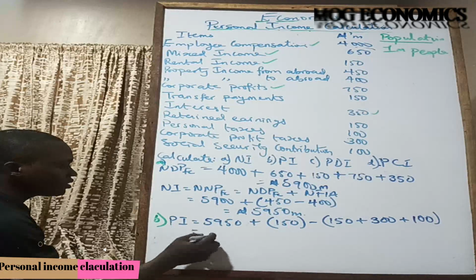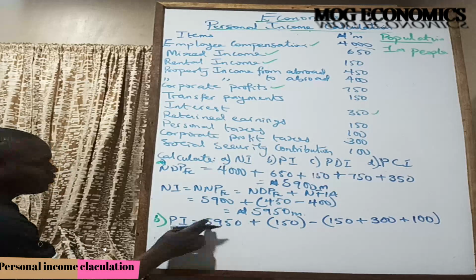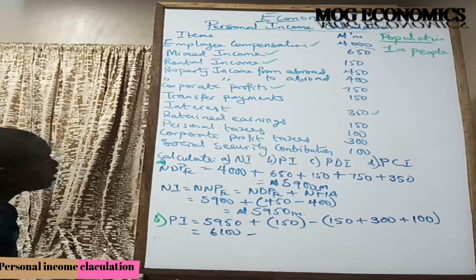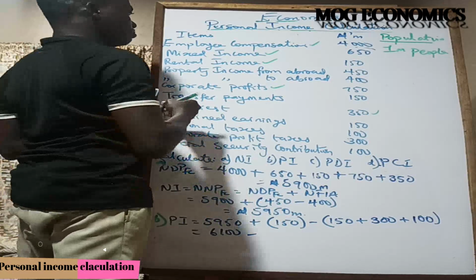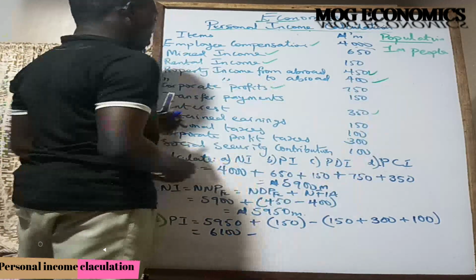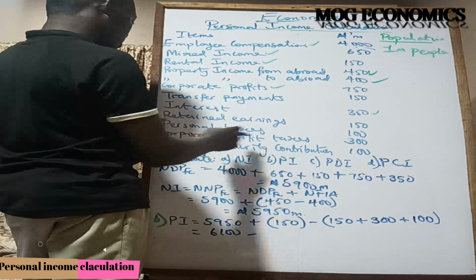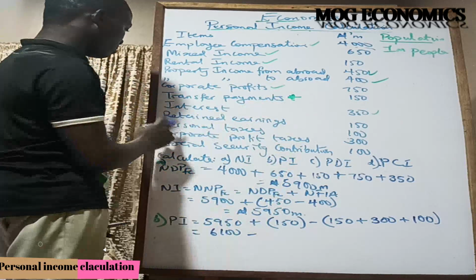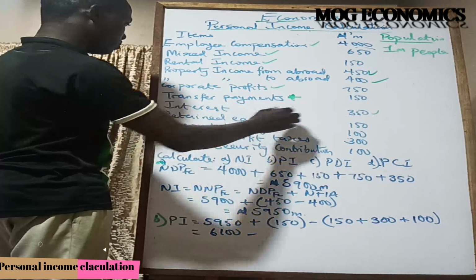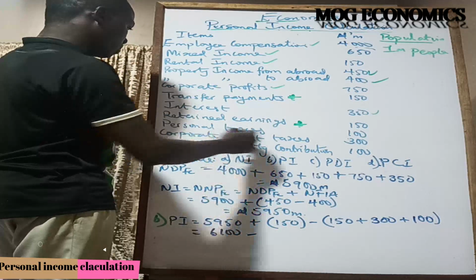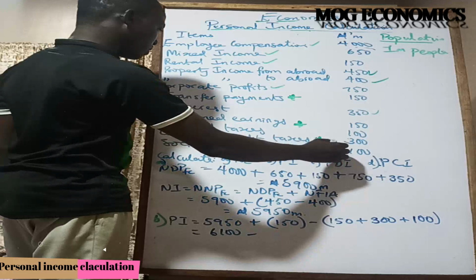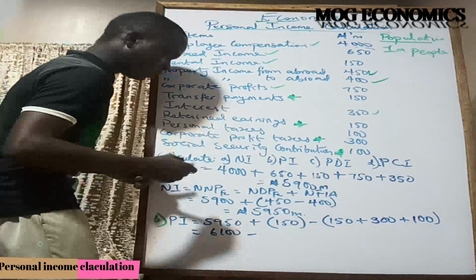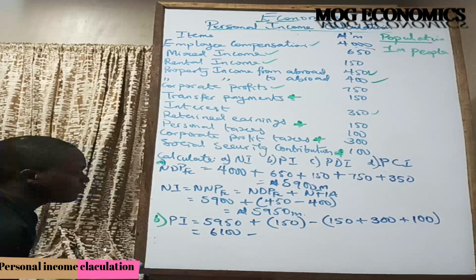So this is going to give me 6,001. 5,950 plus 50, that's 6,000. Then minus. Let me be sure again. We've taken transfer payments. We've taken interest, retained earnings. So we were only left with picking transfer payments, which we've done, then retained earnings, which we've done, then corporate profit taxes, which we've done, and social security contribution. One, two, just four items. All right, and one, two, three, and then four. Correct. 150 plus 300, 450, then 550.